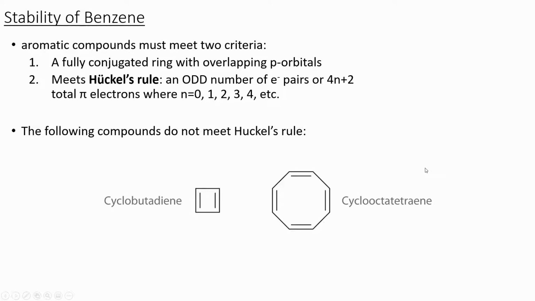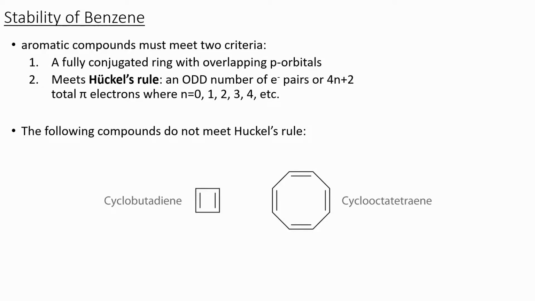And so there is a rule that we can follow to determine if a compound is aromatic. This rule has two criteria to it. The first is that it must be a fully conjugated ring with overlapping p orbitals.